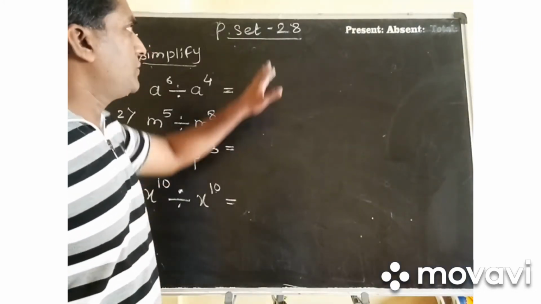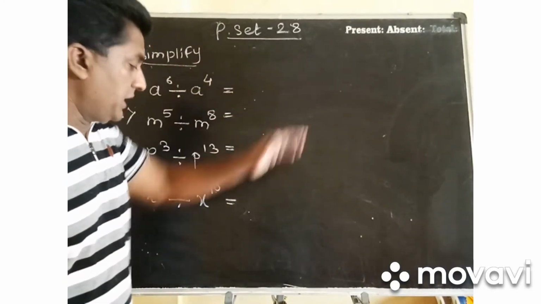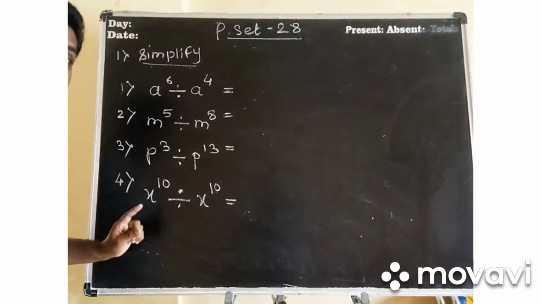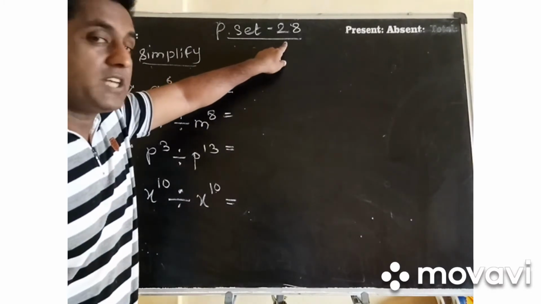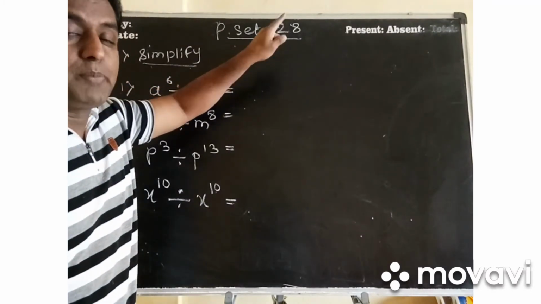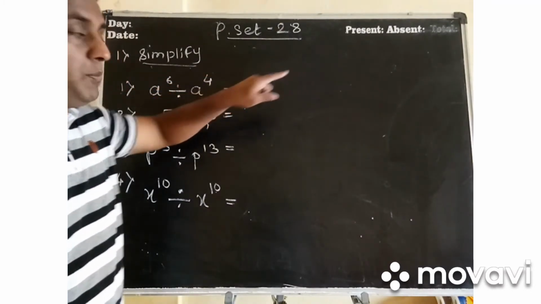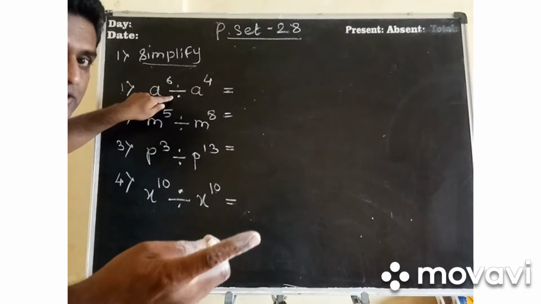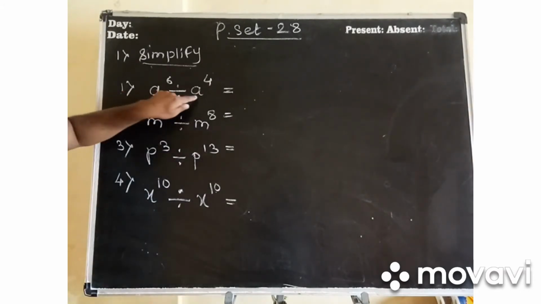Now students, here we are with practice set 28. If you see, all the questions are written in the same way. What is the difference between practice set 28 and 27? In practice set 27, between the two bases you had a multiplication sign, and you added the indices. But here the two bases which are the same have a division sign.